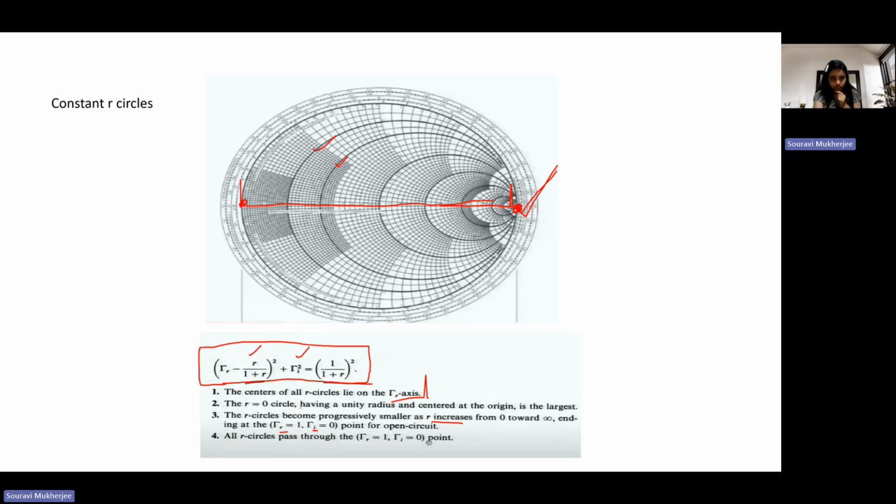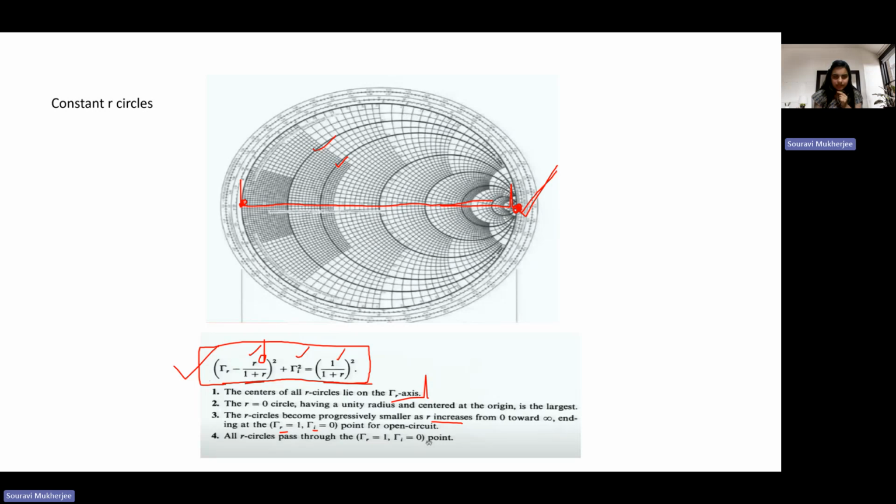And R equal to 0. So if you put R equal to 0, what do you get? It has a unit radius and is centered at the origin, which is the largest. So if you put R equal to 0 here, what happens? This term becomes 0 and Y is also 0. So that means the center will be at the 0, 0 point, which is the origin, right? This comes directly from this relation, okay? And R is 0, so this radius will become 1, right?